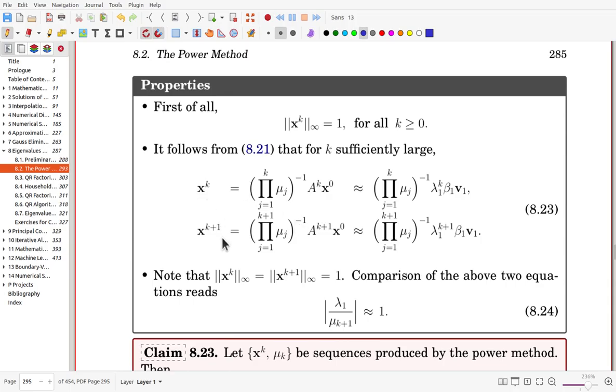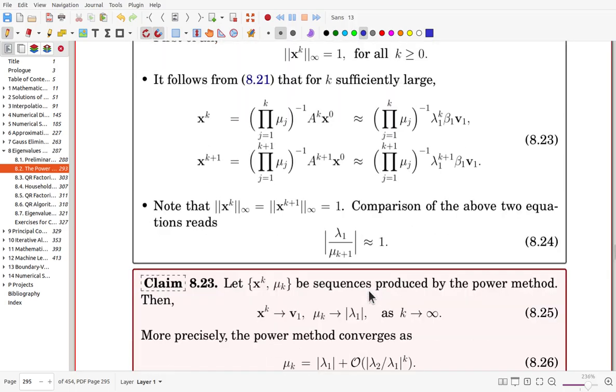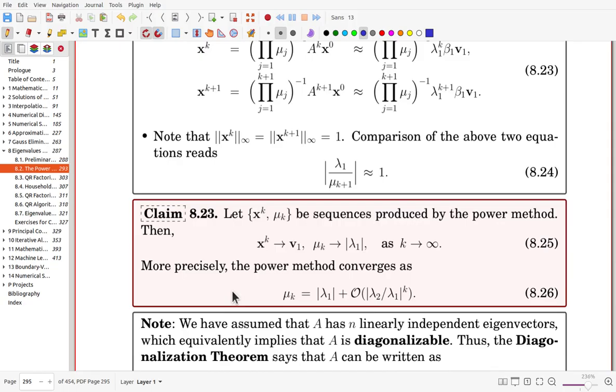Because the length is 1, the length is 1, everything else is the same, and the only difference between these two is on the bottom, mu k plus 1, and on the top, lambda 1. So that the ratio must be around 1, right? Okay, so that means that mu k will converge to lambda 1 in modulus, because mu k is non-negative, and in fact in general is positive, so it is approaching the absolute value of lambda 1.